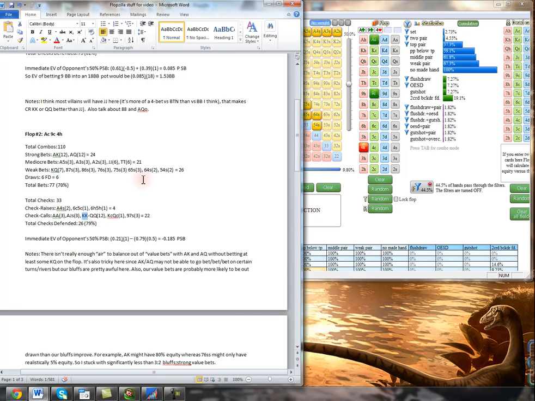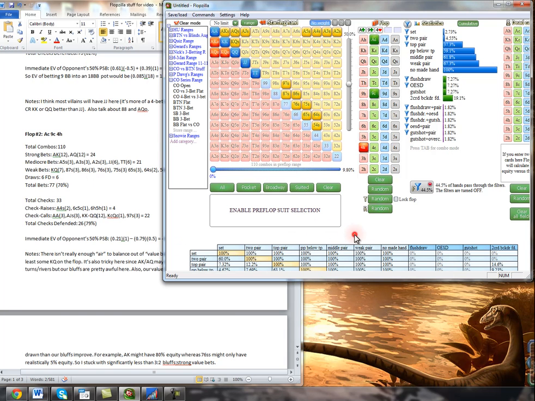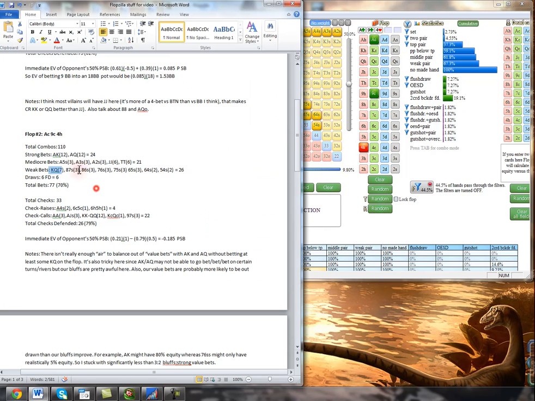The weak bets here were really tricky. Whenever I say something like king, queen, 7, it usually means I'm betting the king-queen off with a club, so that's 6 combos. Then I'm betting king-queen of hearts. So that's where those 7 combos come from.